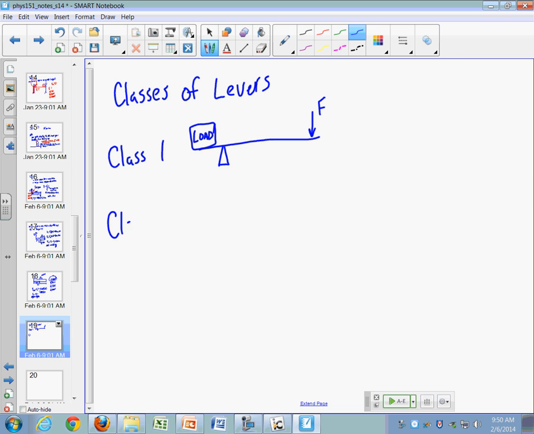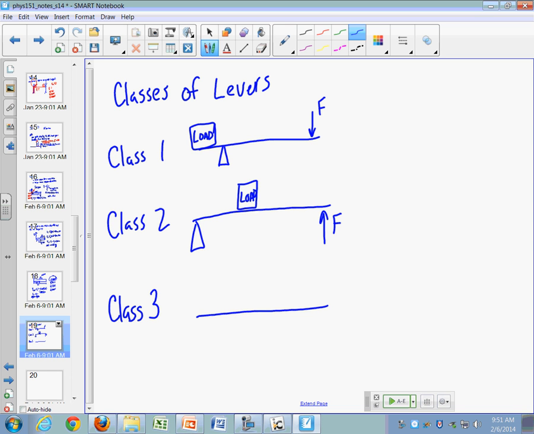Class 2 levers look like this. Your fulcrum is at the end. That's your pivot point. Your load is right here, and your force is right here. And then class 3. And by the way, these are organized in order of efficiency, or the least amount of force that you'll need to lift a load. For class 3, your fulcrum is here. Your force, or your effort, is right here. And your load is right here. And we see all three classes of levers in the human body. But we're just going to look at them now in this way.